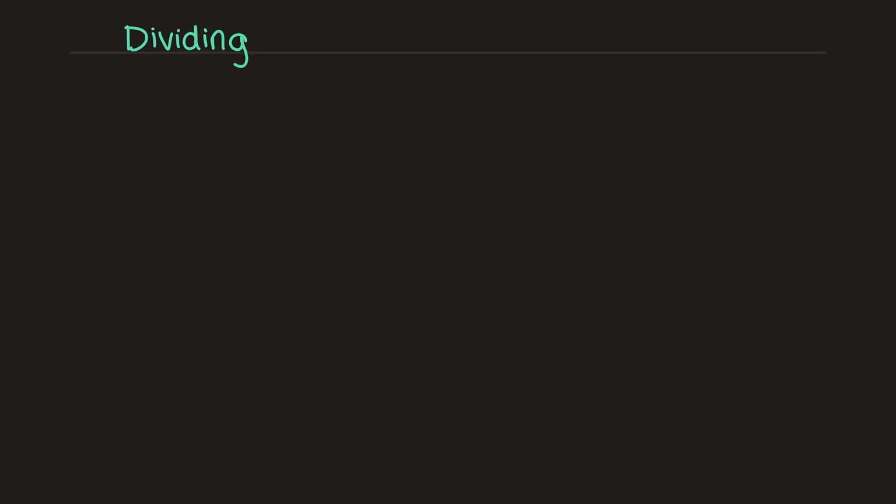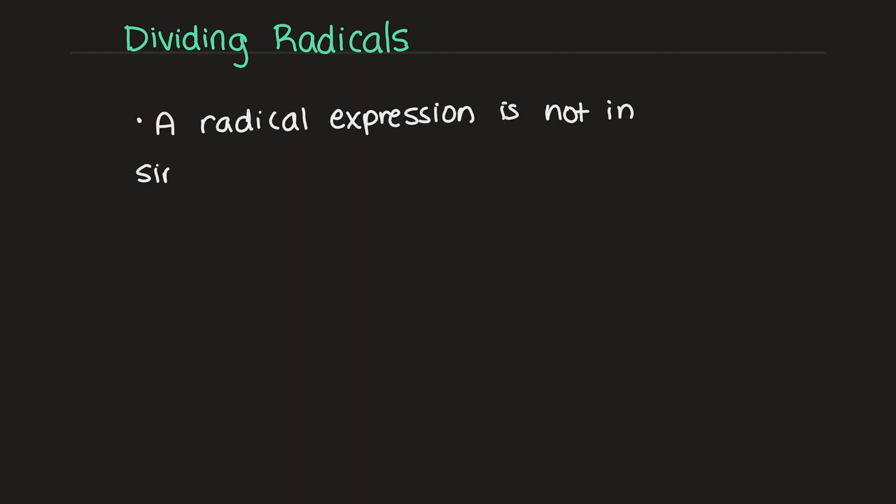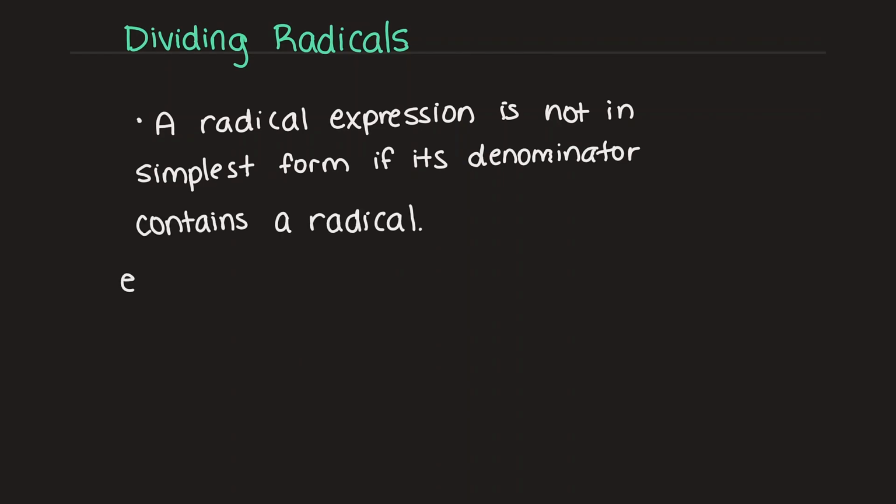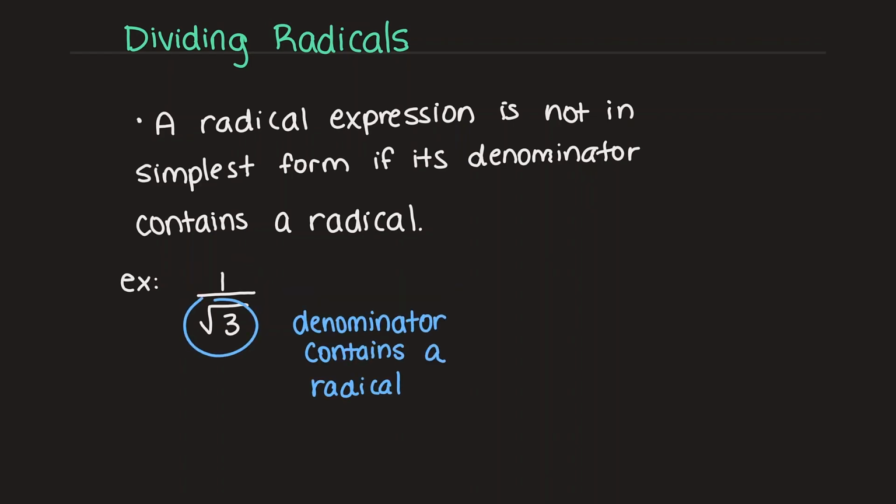In this video, we will be going over how to divide radicals. So it is generally agreed that a radical expression is not in simplest form if the denominator contains a radical. For example, 1 over the square root of 3 is not simplified because the denominator contains a radical. We will need to find a way to eliminate the radical from the denominator. And this is done by a process called rationalizing the denominator.